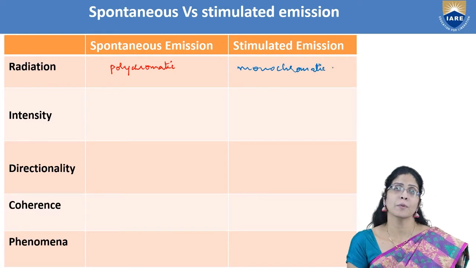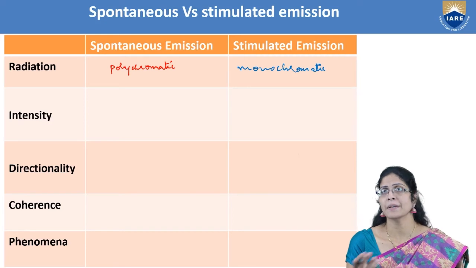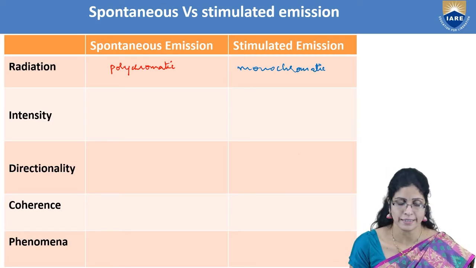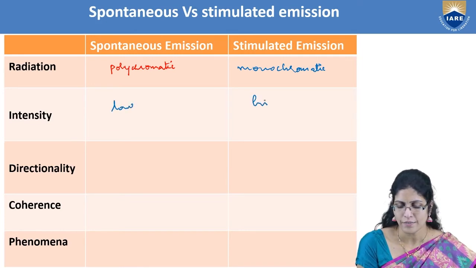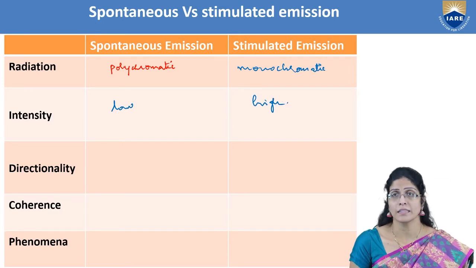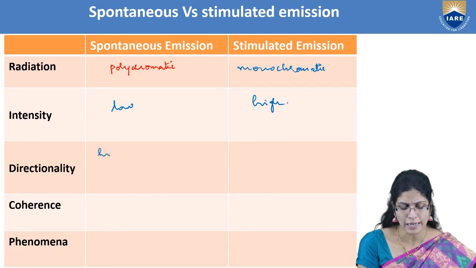Why? Because both the stimulated photon and the emitted photon will be in phase with one another, hence they will be of the same wavelength. And coming to the intensity, this will have very low intensity, whereas this will have very high intensity because of the next properties, the directionality and the coherence. Coming to the directionality, it will be very highly directional.